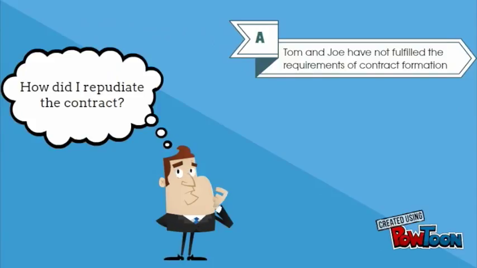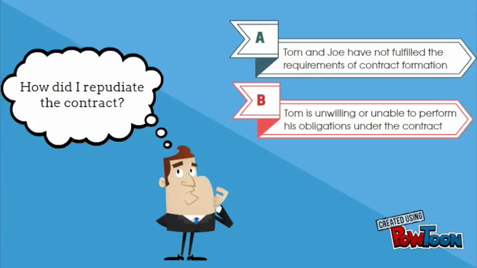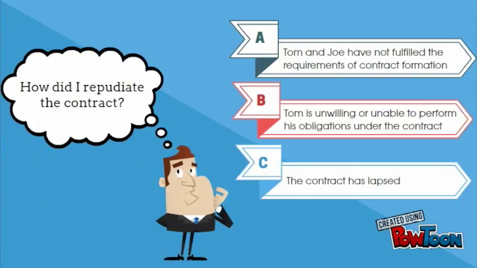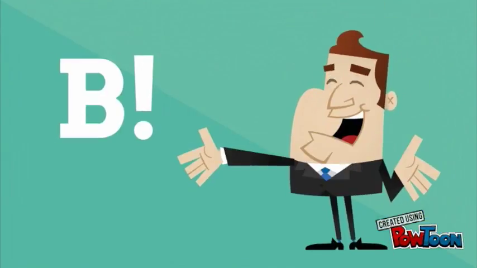A. Tom and Joe have not fulfilled the requirements of contract formation. B. Tom is unwilling or unable to perform his obligations under the contract. Or C. The contract has lapsed. The correct answer is B.